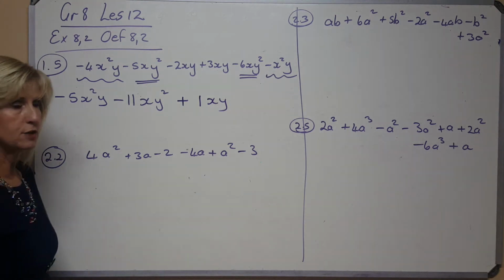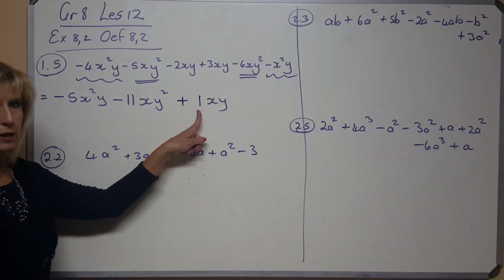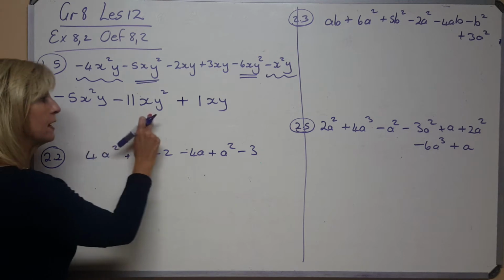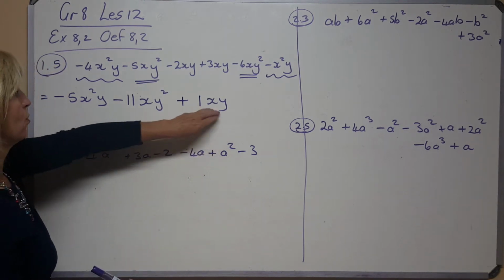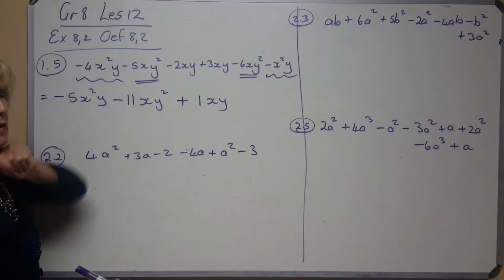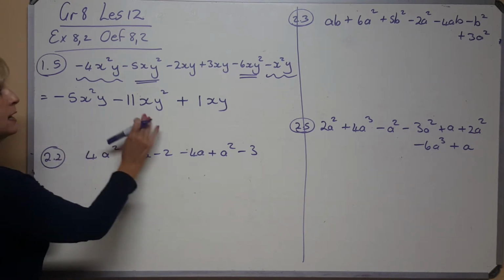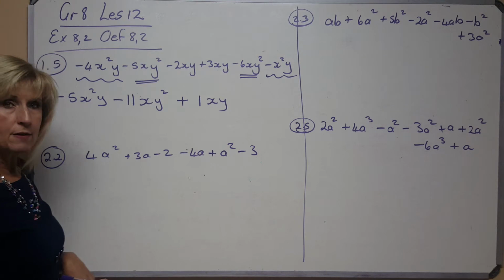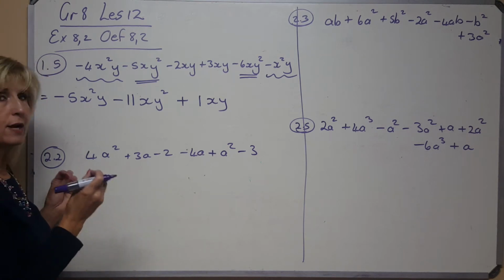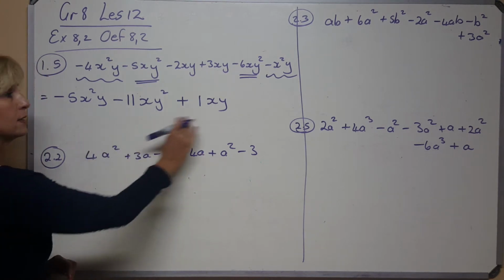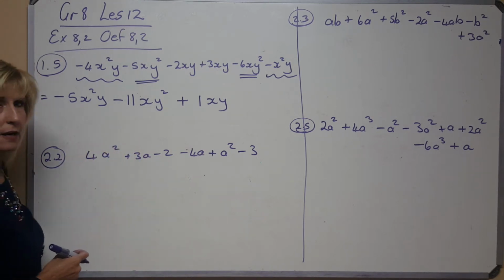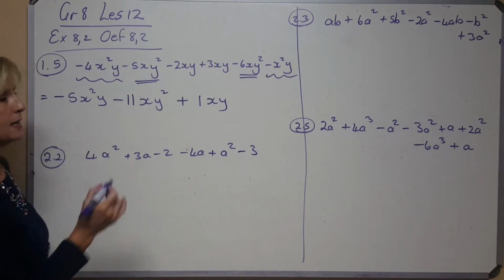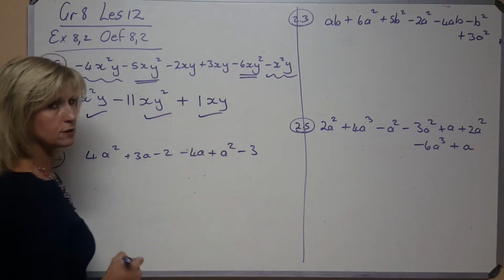Nobody can penalize you for writing that one. Jy mag maar daai een skryf. Maar jy kan niks verder doen nie. Hierdie uitdrukking, this expression has 1, 2, 3 terms. Hy het 3 terme en dis ongelyksoortige terme. Even though they've all got x's and y's, they're not identical, so they are unlike terms. Hulle is ongelyksoortig omdat hulle nie dieselfde presiese veranderlikes het nie. Dis jou antwoord. In an exam, that would have been 3 marks.